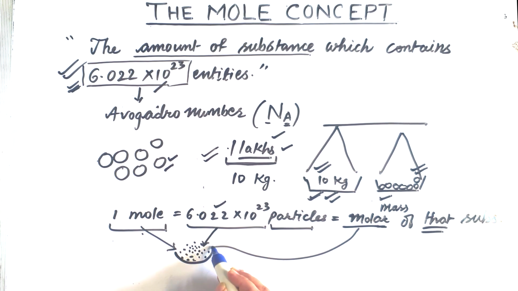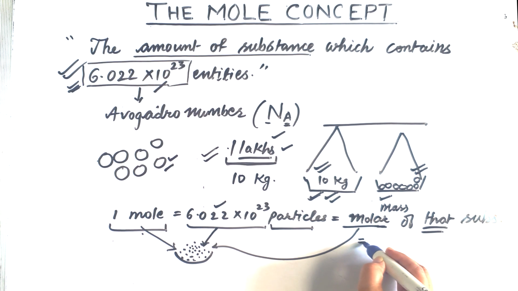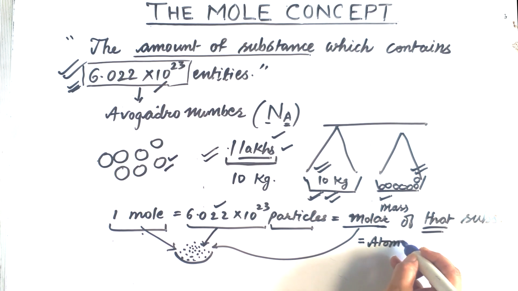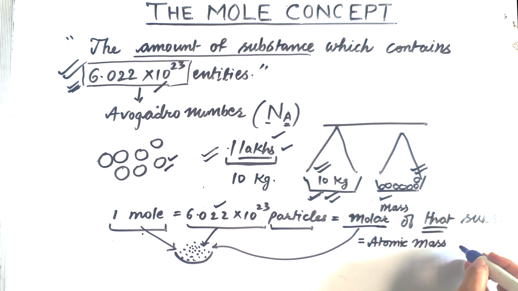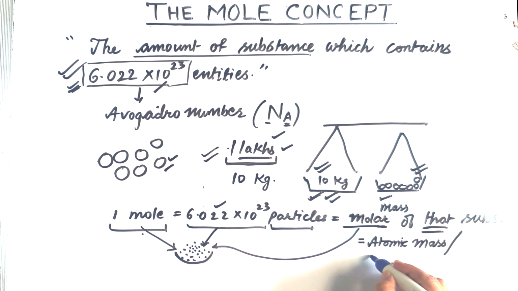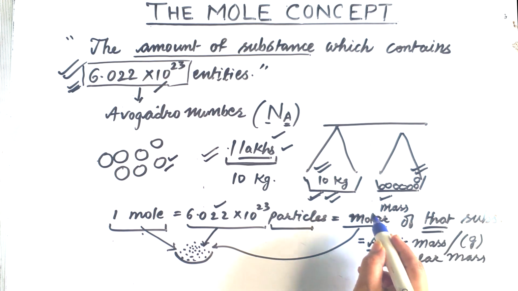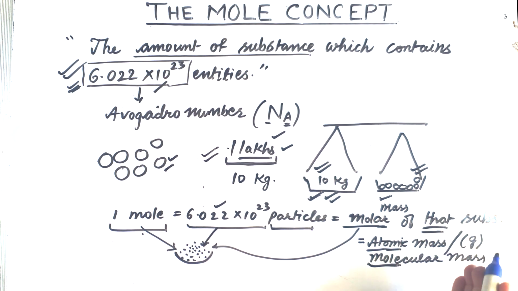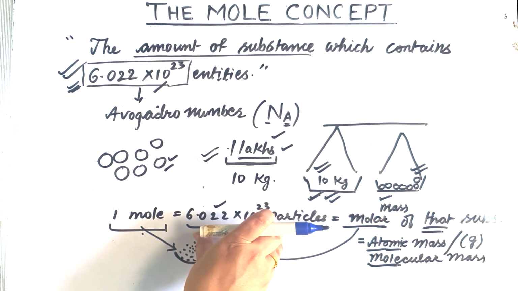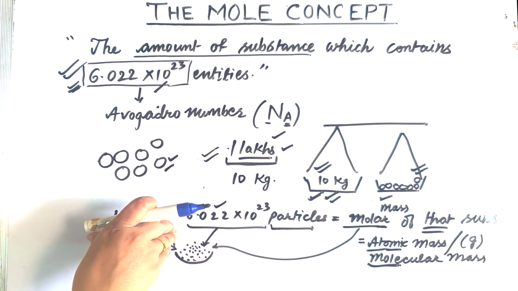So what is the molar mass? That we have to understand. Molar mass of any substance is always equal to the atomic mass of that substance if that is an atom, or the molecular mass of that substance if this is a molecule or any compound. So atomic mass or molecular mass, which you are going to convert to grams, is always equal to the molar mass of that substance, and that mass will contain this number of particles, and this is called 1 mole of that substance.